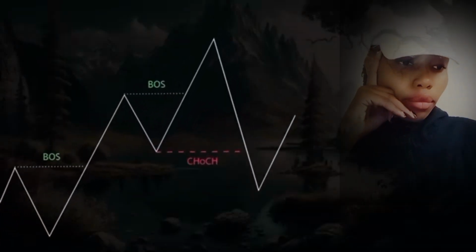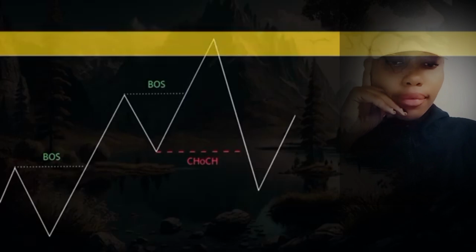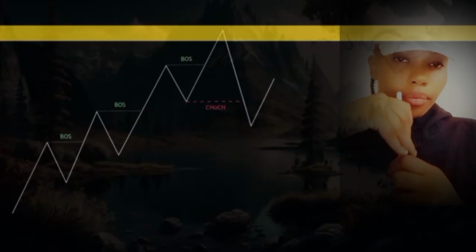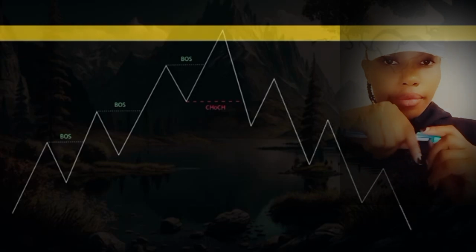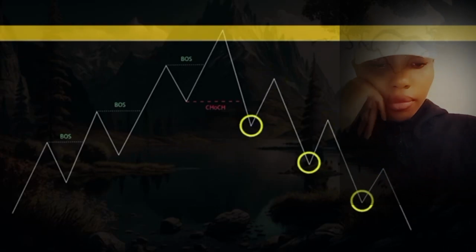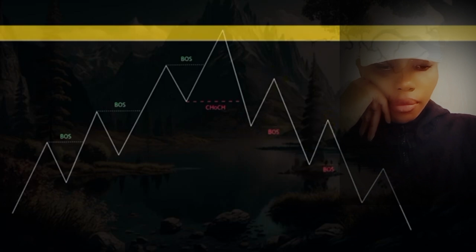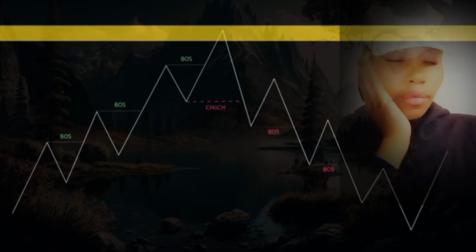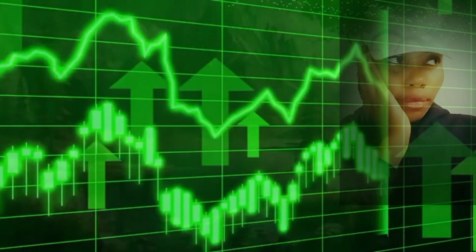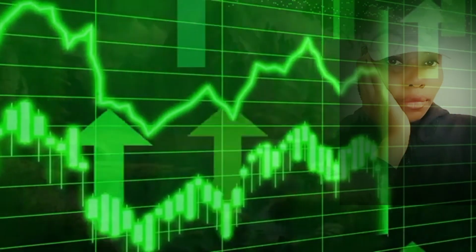But if you grab that same change of character and add a strong area of interest to it, once we have a change of character in an area of interest, we can expect price to start heading in the opposite direction, downwards, making lower highs and lower lows, creating bearish breaks of structure. Then once it comes to the bottom, it'll repeat the whole process again by creating a bullish change of character. So that's the idea behind the strategy, very simple.